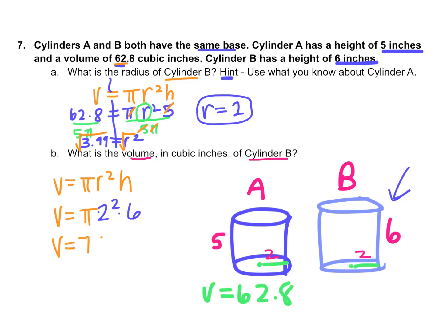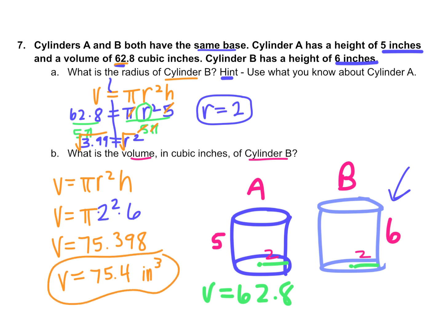And I got 75.398. If I round that, it doesn't say what to round it to. We've been kind of in the habit of rounding to the tenths place. And it's cubic inches, so I could say inches cubed for the volume of cylinder B.